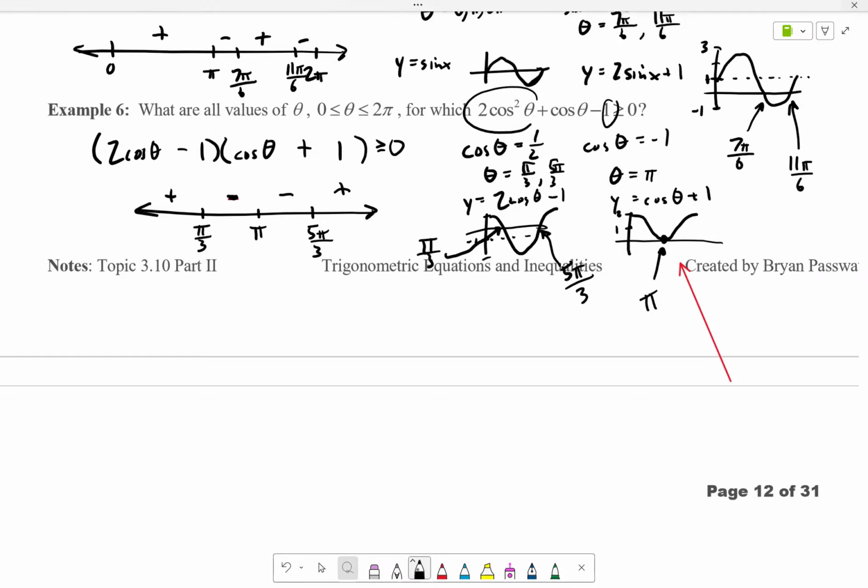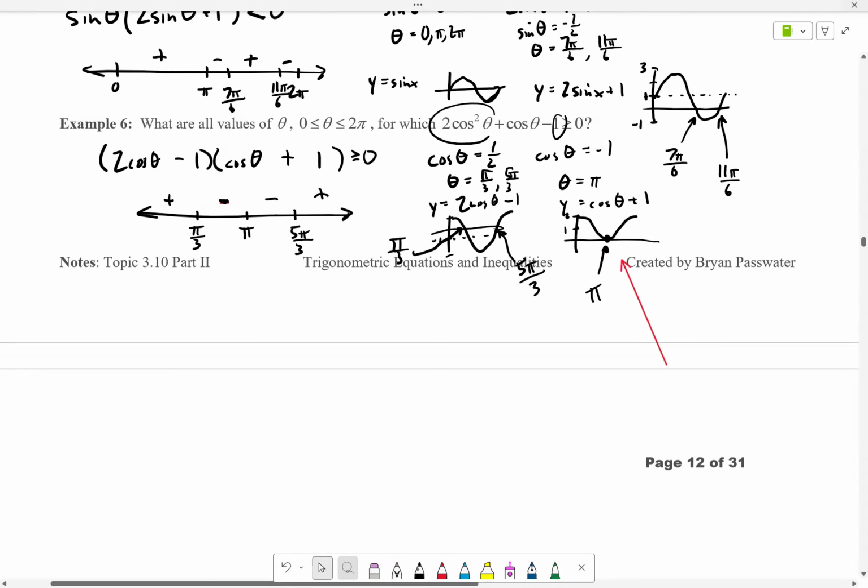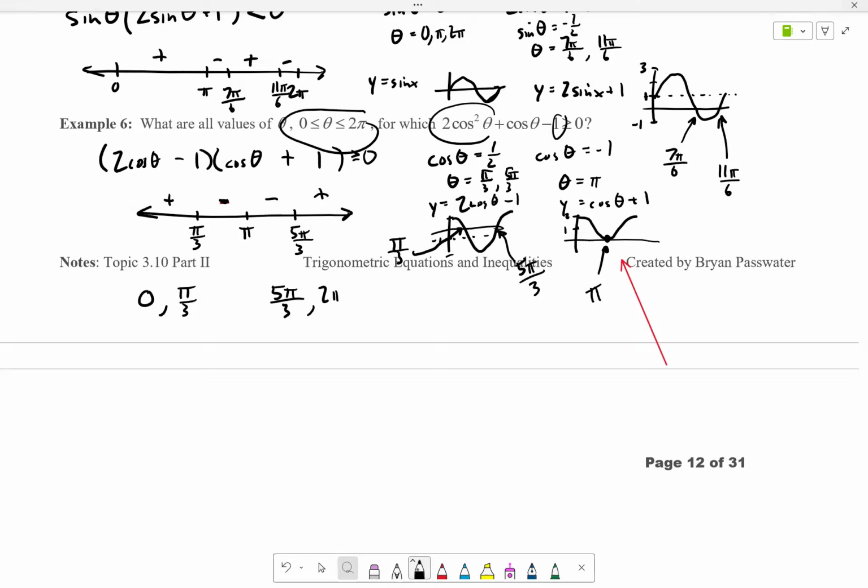So the answer to our question: for which values is that function greater than 0? Not negative 3, because this isn't a polynomial. It's 0 to pi, or to 2 pi. Exactly. It's just asking in that window from 0 to 2 pi. And is this all inclusive? Yeah, all inclusive.